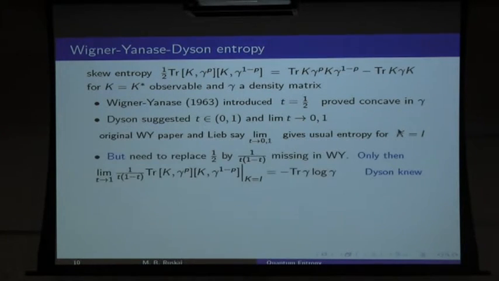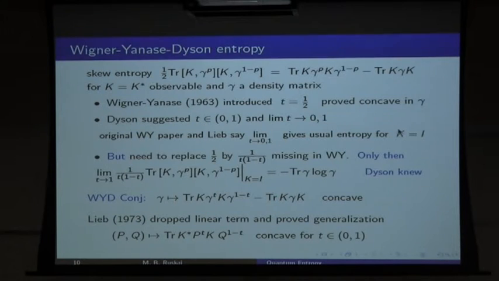Now, Dyson certainly knew better, and somehow this slipped up when the paper was written. In order to take the limit and recover the actual entropy, you need to replace the 1/2 by this fudge factor of 1 over t times 1 minus t, so that you have 0 over 0, and then when you take the limit, you do recover the usual von Neumann entropy.